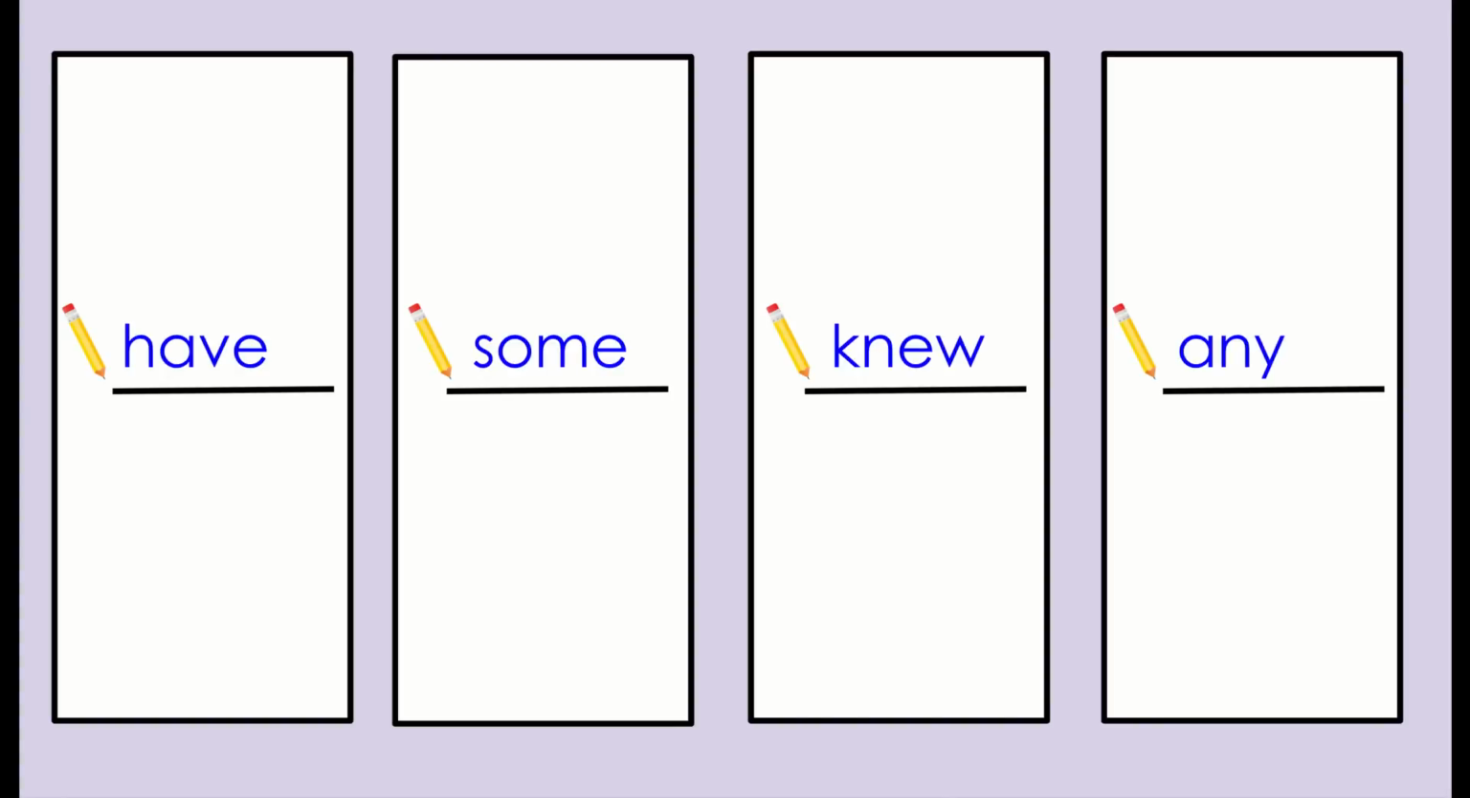Let's check your answers. The first word was have. H-A-V-E, have. The next word, some. S-O-M-E, some. The next word, new. K-N-E-W, new. And the last word, any. A-N-Y, any.